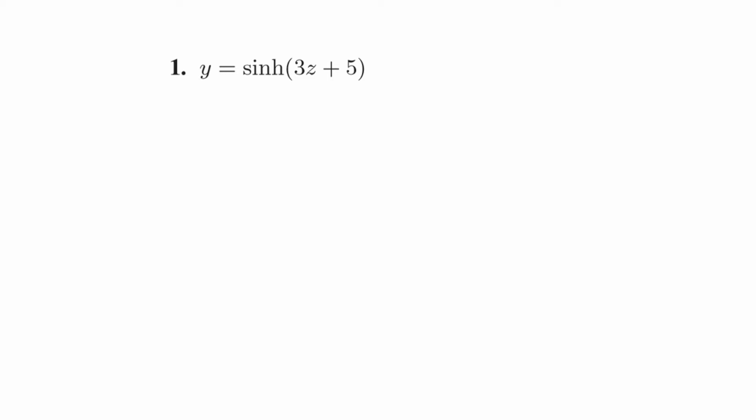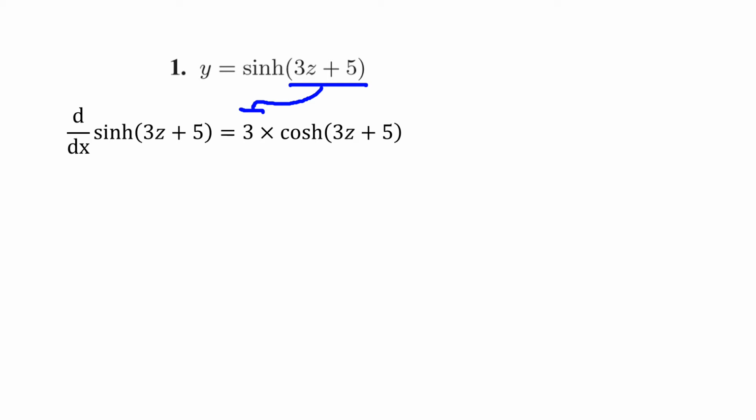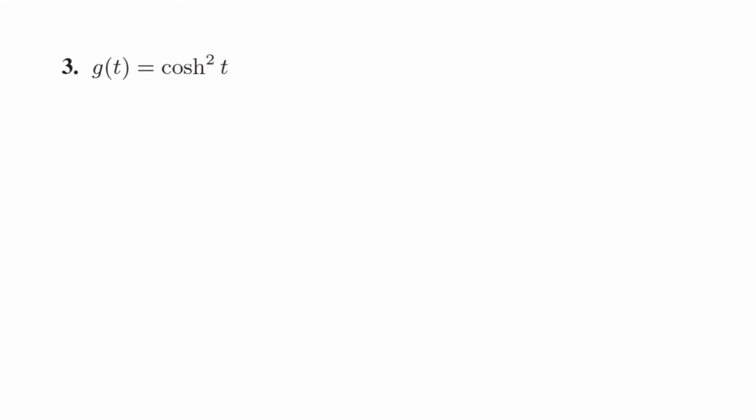Let me give you some examples of the derivatives. How can we get the derivative of hyperbolic sine of 3z plus 5? We basically use the chain rule. d over dx of sinh of 3z plus 5 equals 3 times, because here goes the chain rule, times hyperbolic cosine, as we did, of 3z plus 5. So it is 3 cosh of 3z plus 5. Let me go on to the next example.